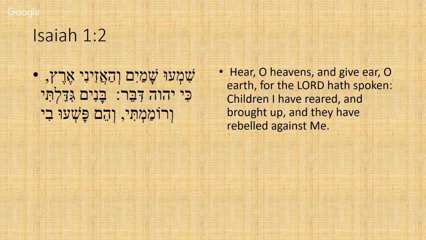All right. Isaiah chapter 1, verse 2. It says in the Hebrew, Shim'u shamayim, wa-ha'azini eretz, ki Yod-He-Vav-He diber, banim gidalti wa-romamti, wehem pash'u bi. Hear, O heavens, and give ear, O earth, for the Most High has spoken. Children I have reared and brought up, and they have rebelled against me.